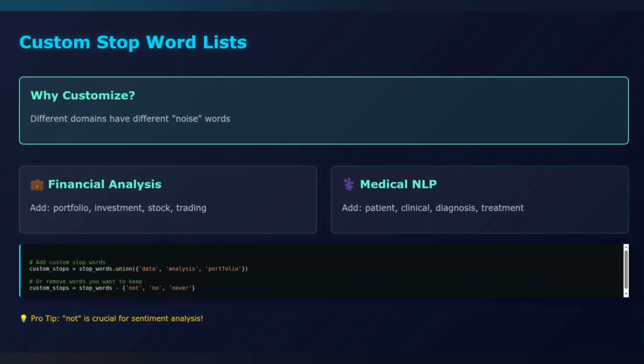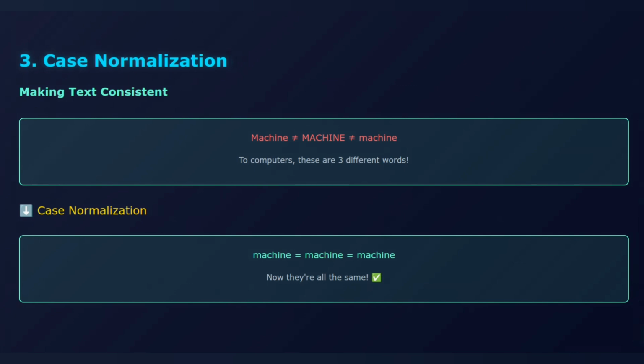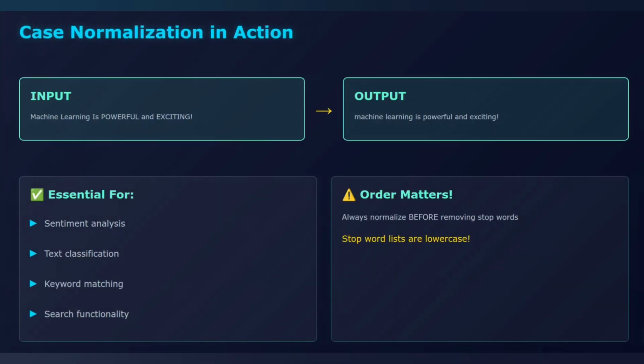All right, one more technique to cover. Our final technique is case normalization, the simplest but absolutely essential step. Here's the problem. Computers treat Machine, machine, and MACHINE as 3 completely different words, but to us, they're identical. Case normalization fixes this by converting everything to lowercase. Simple, but incredibly powerful.